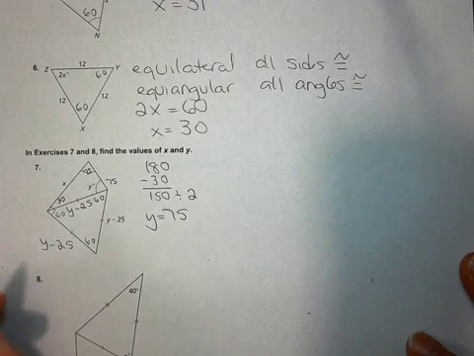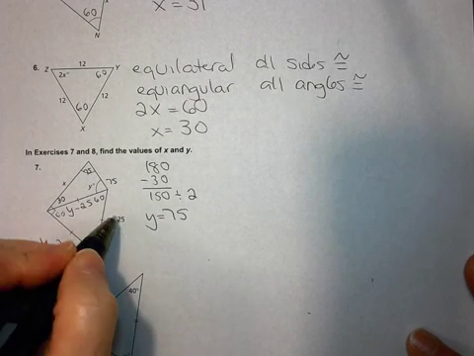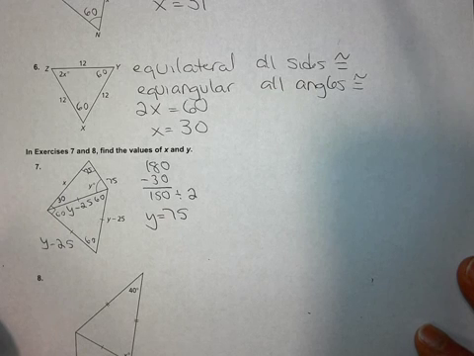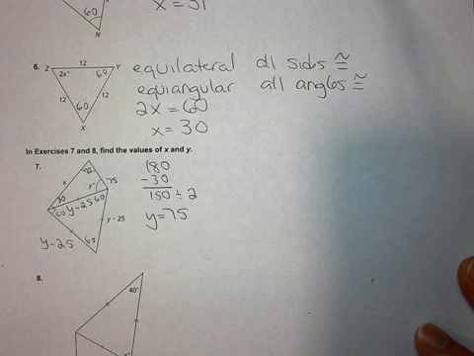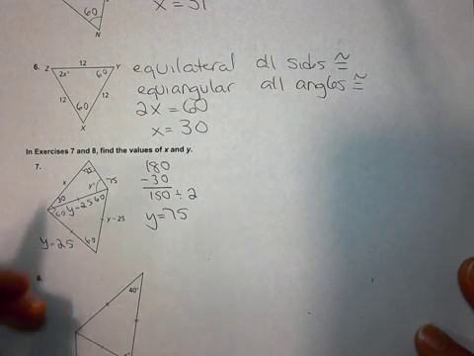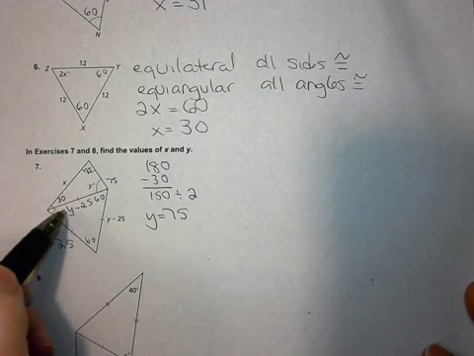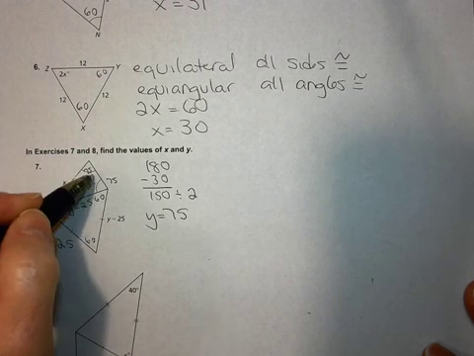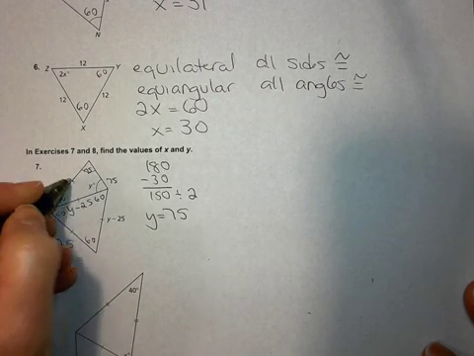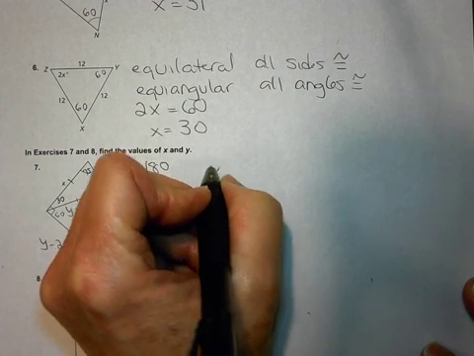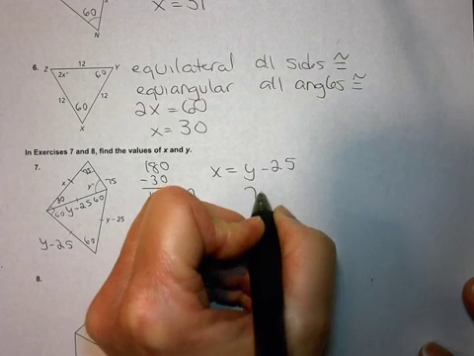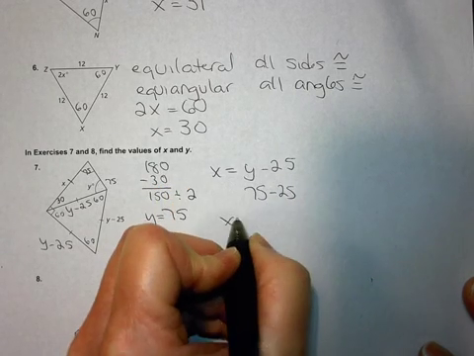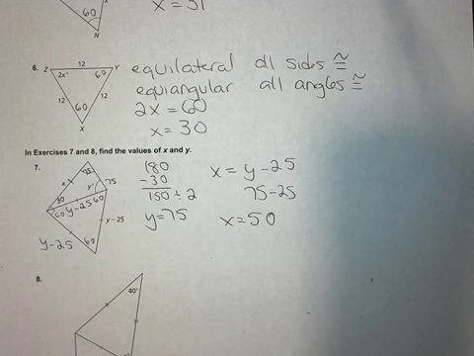Okay, then if we continue around, we remember we said each of the sides were y minus 25. So in the case of solving the problem, this side was y minus 25. Remember, these two were base angles, they're congruent, which means these two sides also had to be congruent. So x had to be equal to y minus 25. We already know what y is, so x had to be 50. So in the case of number 7, x is 50 and y is 75.